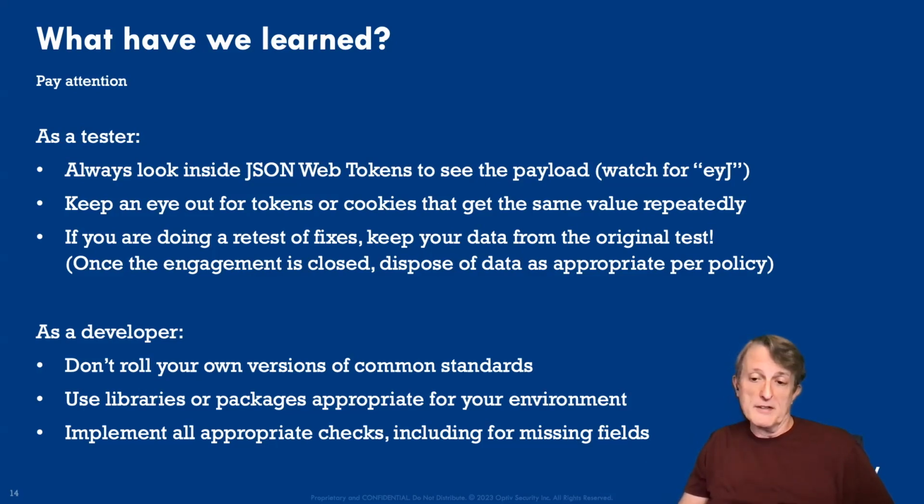But as a developer, the important takeaways here are don't roll your own versions of common standards. Don't try to read the RFC and write code that does what the RFC does. Well, these folks didn't even read the RFC. They read probably a blog post about how JWTs work and didn't understand why there were timestamps in them and why that was important. Every environment has a library or a package to handle all these standard things. And make sure you check for missing fields. Check to see if the field is there, because if it's not, something weird may be going on.